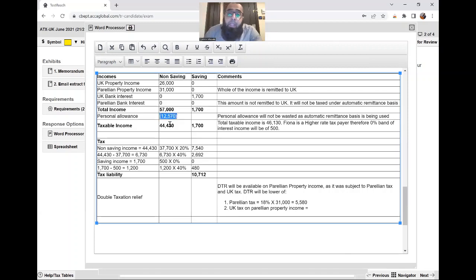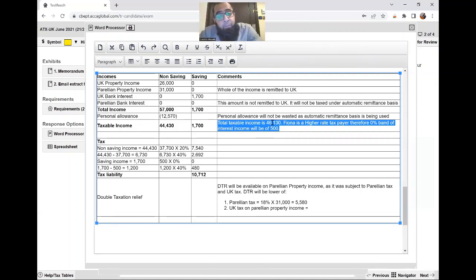We deducted personal allowance and we arrived at the taxable income. The personal allowance will not be wasted, as we haven't opted for remittance basis. We have got automatic remittance basis. Now the total taxable income is 44,430 plus 1,700. If I add both of them, the total taxable income is 46,130. Fiona is a higher rate taxpayer, so the 0% band of interest income will be 500.